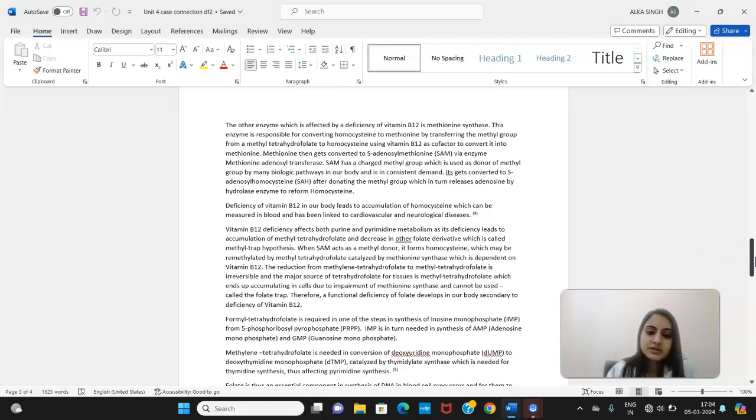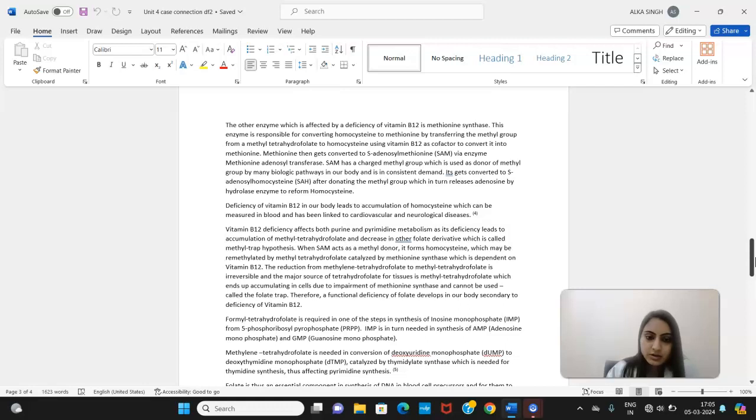The other enzyme affected by the deficiency of vitamin B12 is methionine synthase. This enzyme is responsible for converting homocysteine to methionine by transferring the methyl group from tetrahydrofolate to homocysteine, using B12 as a cofactor. Methionine then gets converted to S-adenosylmethionine via the enzyme methionine adenosyltransferase. SAM has a charged methyl group, which is used as a donor of methyl groups by many biological pathways in our body and is in constant demand.